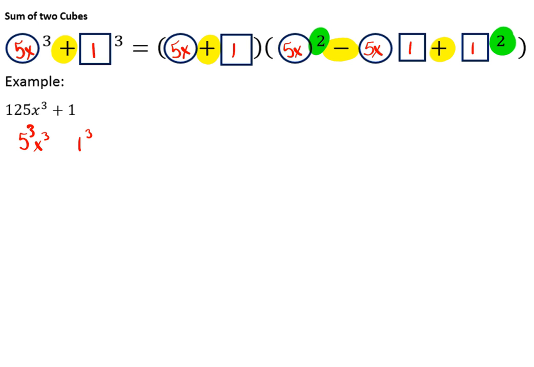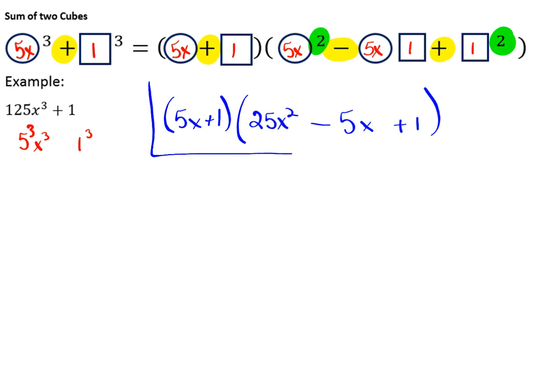So let's write our final answer. Okay, 5x plus 1, times 5x squared, which is 25x squared, minus 5 times 1, which is 5x, plus 1 squared, which is 1. This is my final factored form.